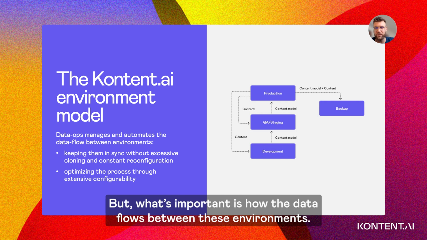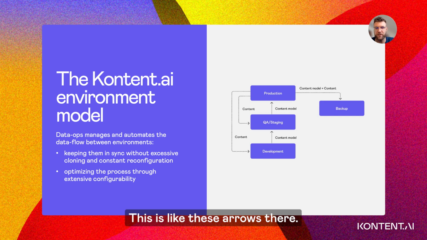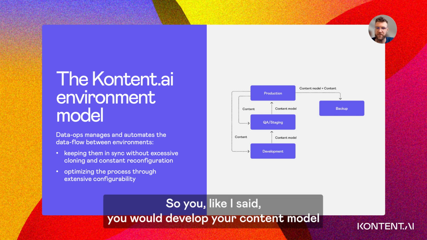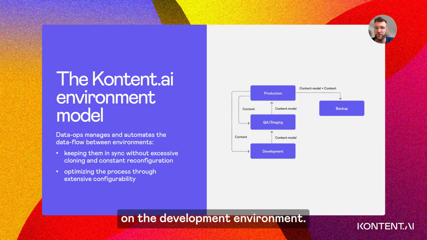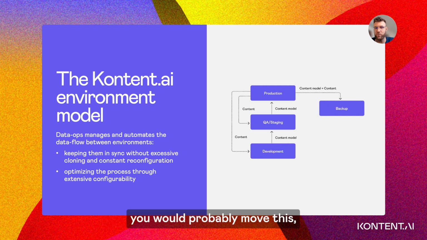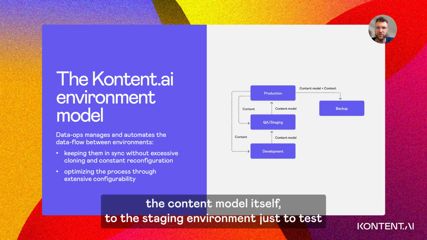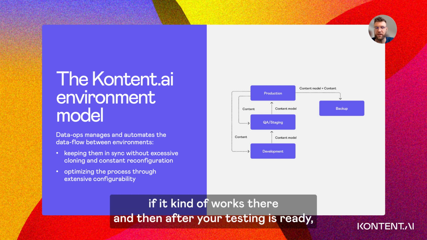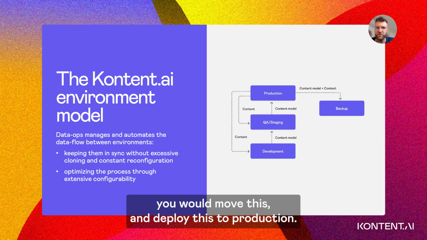But what's important is how the data flows between these environments. This is these arrows there. So, like I said, you would develop your content model on the development environments. And then once you are happy with that and it's synced with your application, you would probably move the content model itself to the staging environment just to test if it works there. And then after your testing is ready, you would move this and deploy this to production.